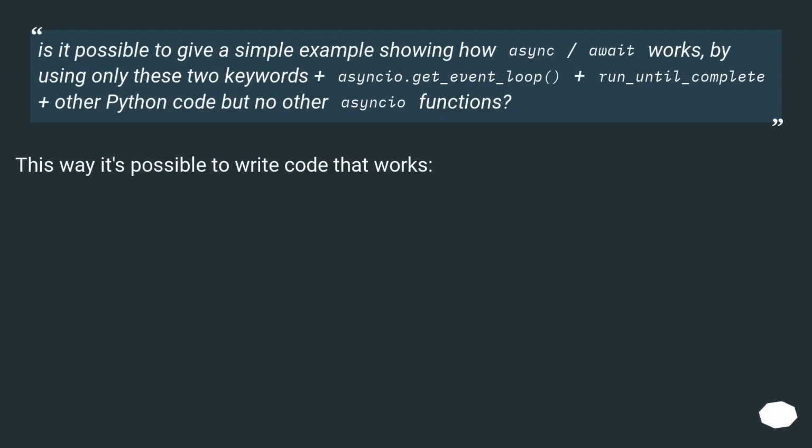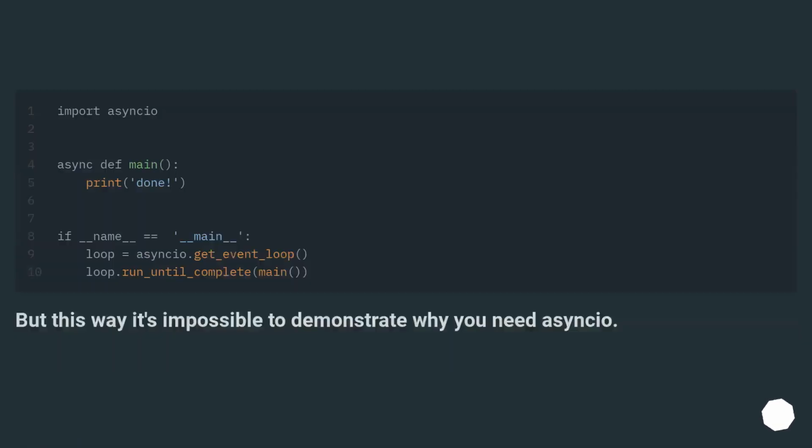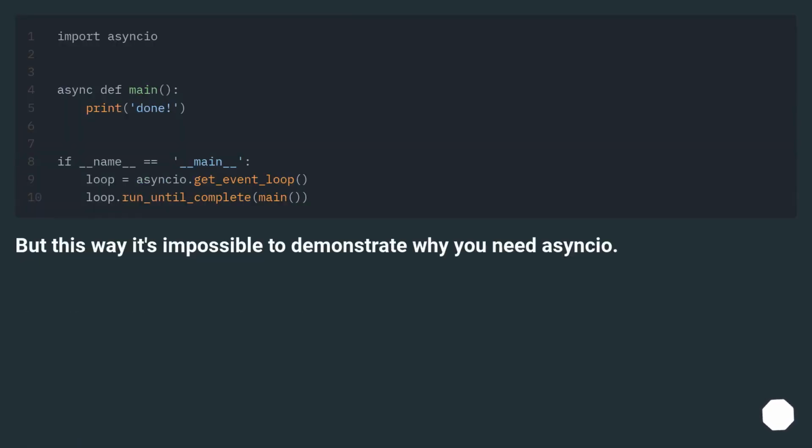Is it possible to give a simple example showing how async, await works, by using only these two keywords plus asyncio.get_event_loop plus run_until_complete plus other Python code but no other asyncio functions? This way it's possible to write code that works. But this way it's impossible to demonstrate why you need asyncio.